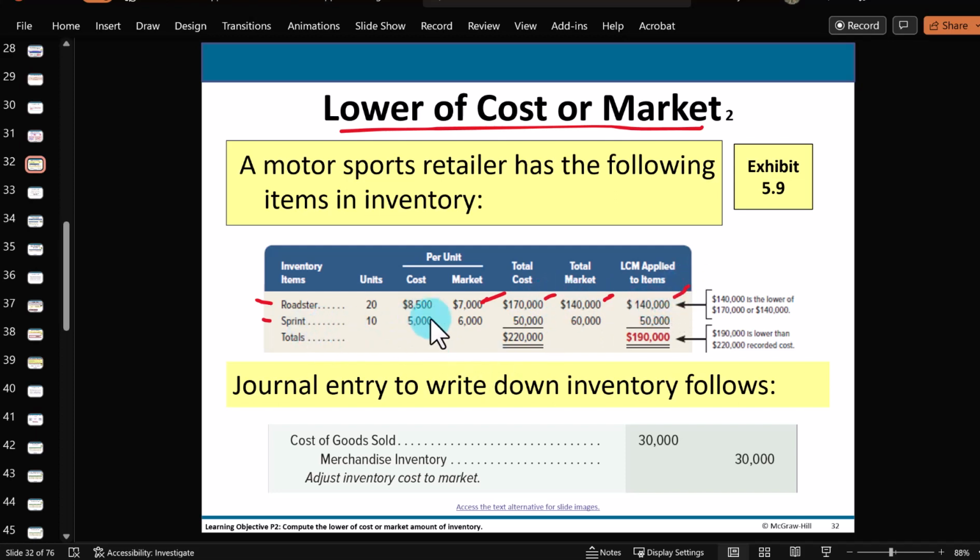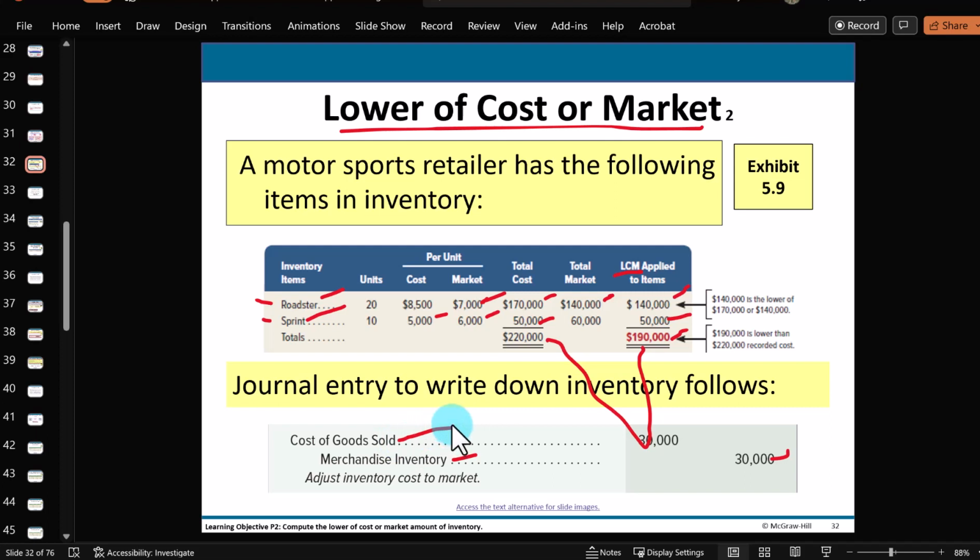In the case of the sprint, the replacement cost is $6,000, more than the $5,000 cost per unit of the sprint. So what we're going to do is take the total cost and put it here and total up these 2 items. And that's the lower of cost or market by each item. Yeah. And here you can see the difference is $30,000. So we've got to journalize. We've got to change our accounts. We've got to reduce our inventory asset with a credit. And the offsetting debit is that account we've been dealing with for the past couple of chapters. Yeah, the cost of goods sold.